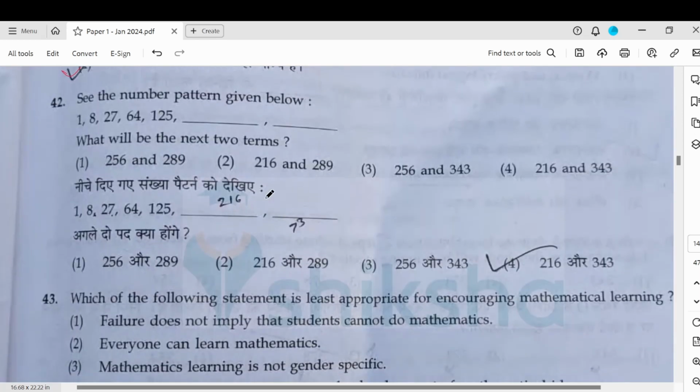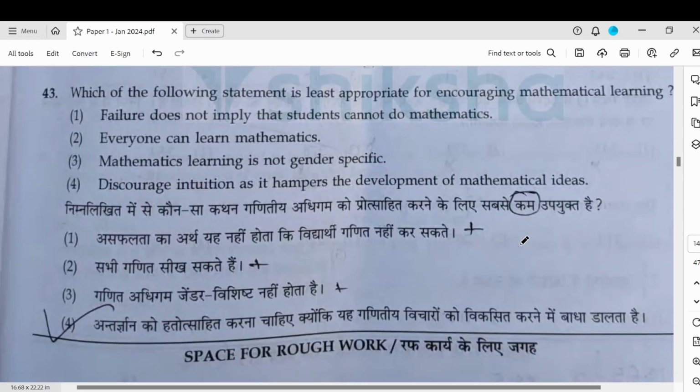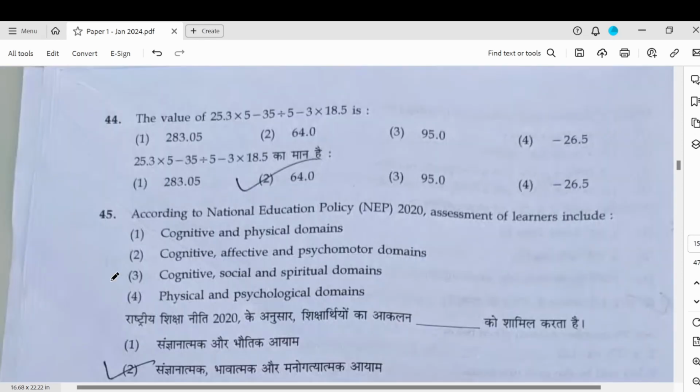See the number pattern. So these are cubes of numbers, 1 cube, 2 cube, 3 cube. So finally we need 6 cube and 7 cube, which is 216 and 343. This is the answer. Which of the following statements is least appropriate for encouraging mathematical learning? Failure does not imply that students, this is encouraging. Everyone can learn maths is encouraging. Okay, these are not even options. It is not gender specific. So discouraging intuition is least appropriate. So this is correct.